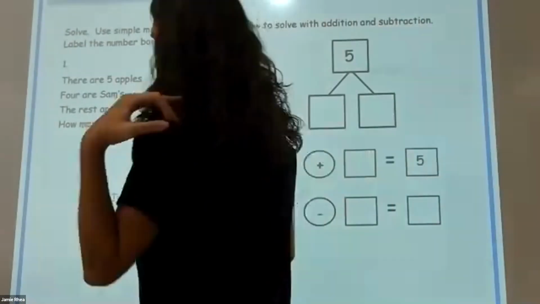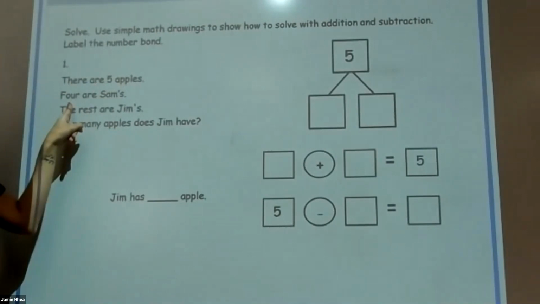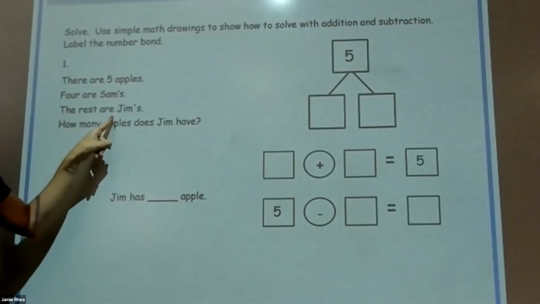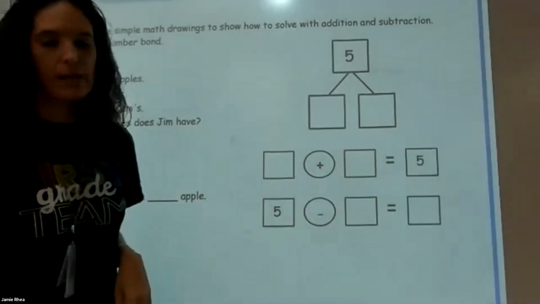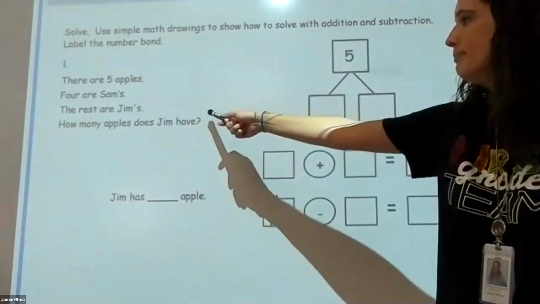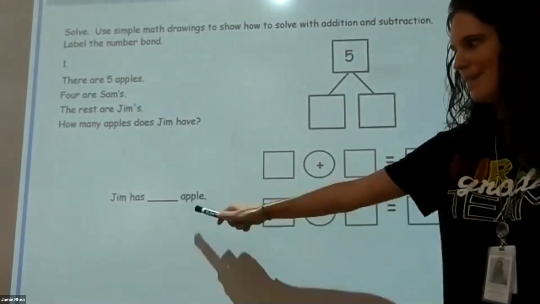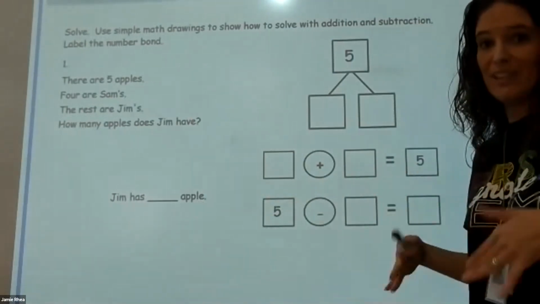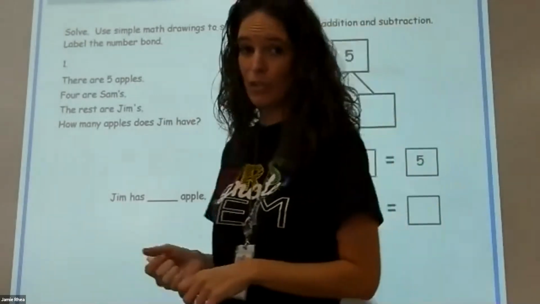All right. Let's look at number 1. There are 5 apples. 4 are Sam's. The rest are Jim's. How many apples does Jim have? Now, if you'll notice, we have a number bond, we have an addition sentence, a subtraction sentence, and a statement. You must fill in all of it, okay? Make sure you fill in all of it so you can get credit for it.